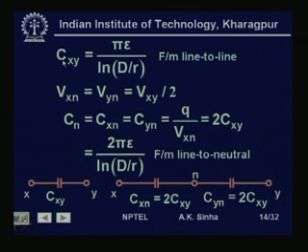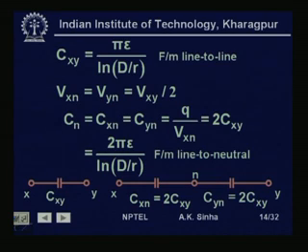So, if we consider the radius of the two conductors to be equal, then Rx will be equal to Ry, and therefore the square root of Rx into Ry is equal to R. Therefore, we can write Cxy is equal to pi epsilon divided by ln(D/R) farad per meter. This is the line capacitance between line to line.